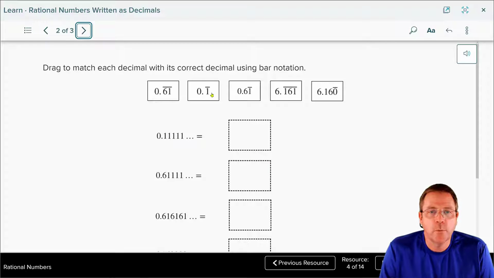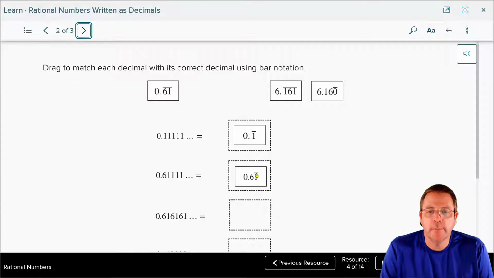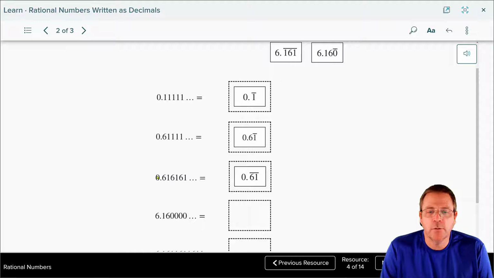So 0.1 repeating, a bar is going to be over the 1. This one, you have 0.61, but the 1 is the only thing repeating. It's going to become that one. This one here, both the 6 and the 1 repeat. That's going to go there.